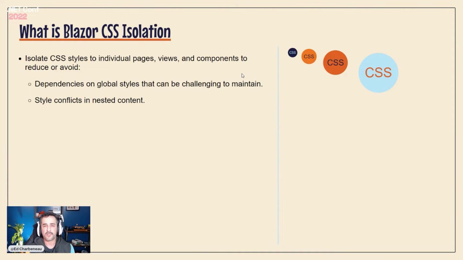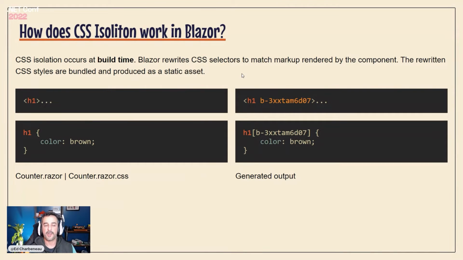So what CSS isolation does is it takes a CSS file and it maps it to a specific component, and it does so in a way that it can't be overridden by global values in our CSS code. So the way this works is we have, for example, a counter.razor file and a counter.razor.css file. So the naming convention here tells the compiler that these 2 pieces of code belong together. And in counter.razor, we might have something like an h1 tag, and then in our counter.razor.css code, we would have the style for that h1 tag.